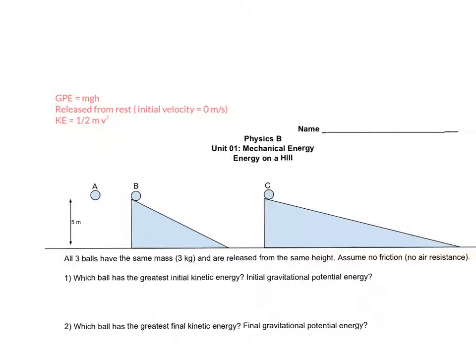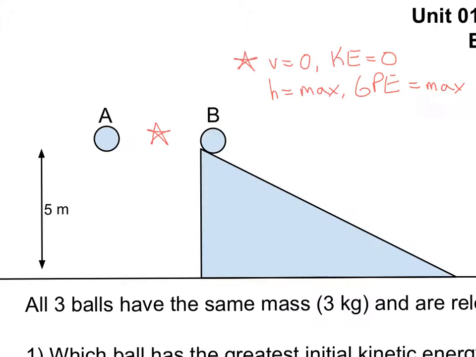And we said that the gravitational potential energy for all three of these is the same because they have the same mass, 3 kilograms, they have the same height, 5 meters, and g is a constant. g is acceleration due to gravity, 10 meters per second squared, and it does not change.